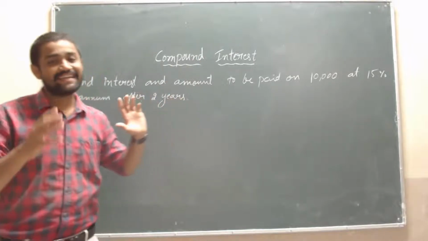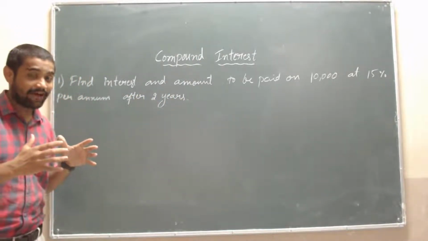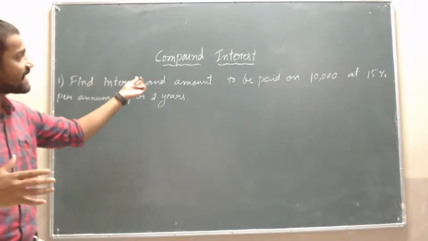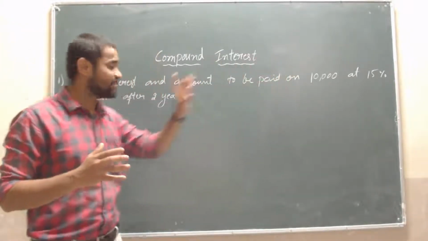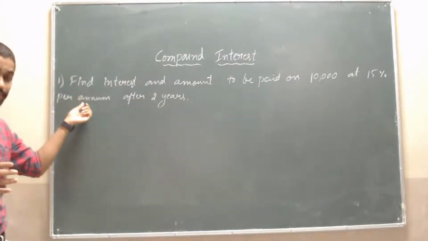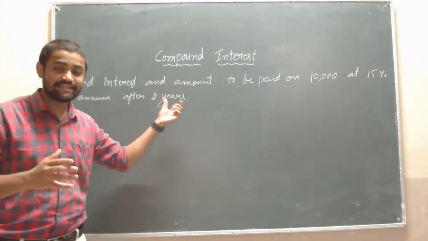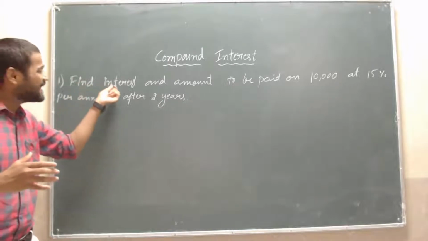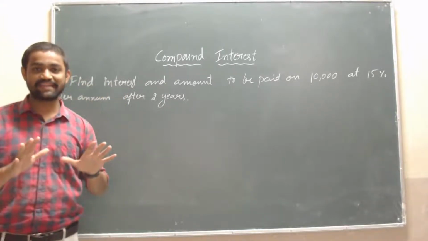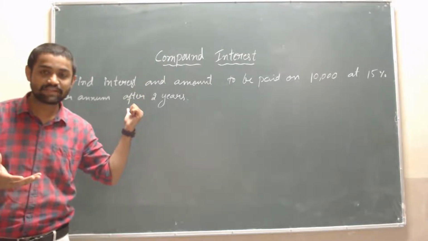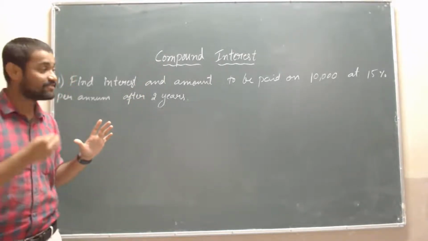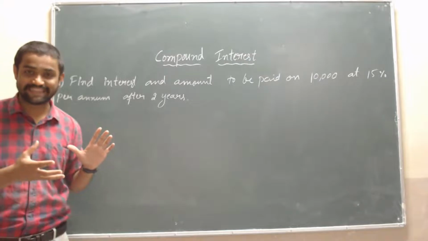Is it clear? The first problem we have: find the interest and amount to be paid on 10,000 rupees at 15% per annum after 2 years. Here we have to find out interest, that means simple interest. Yes, we are just recalling some important things.